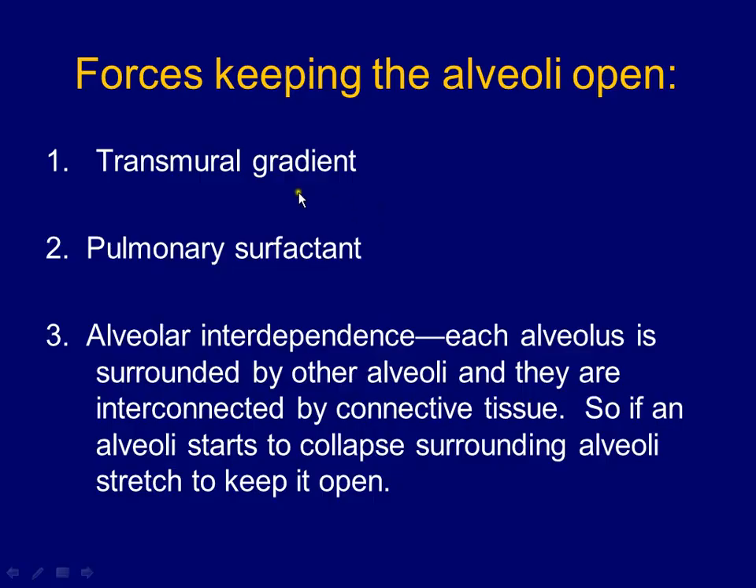So those are 3 factors that keep the lungs open. The pull, the transmural gradient, so across the chest wall, across the pleural cavity. Pulmonary surfactant that blocks surface tension. And then the alveoli pulling on each other. All of them are trying to open your lungs.